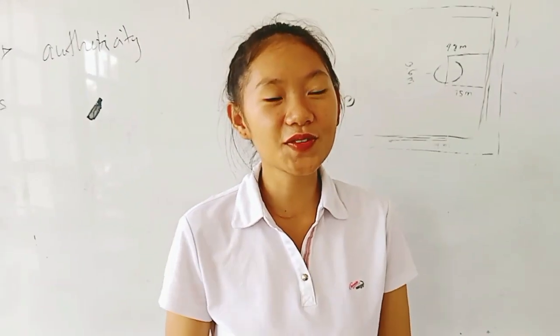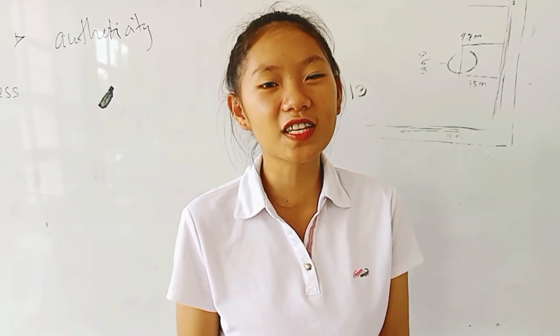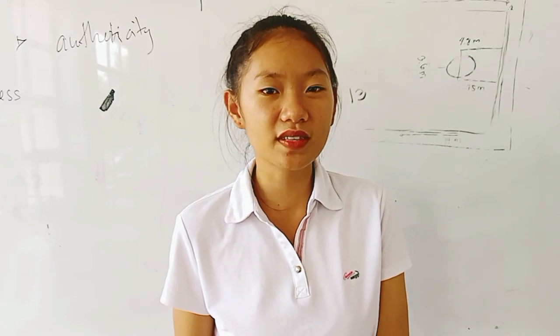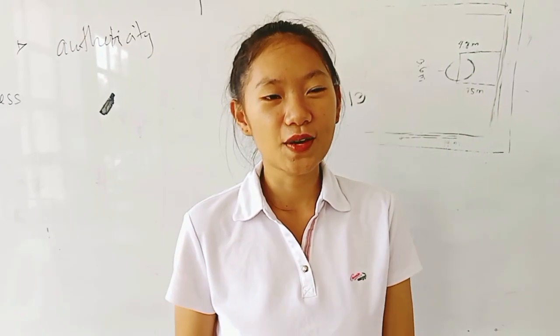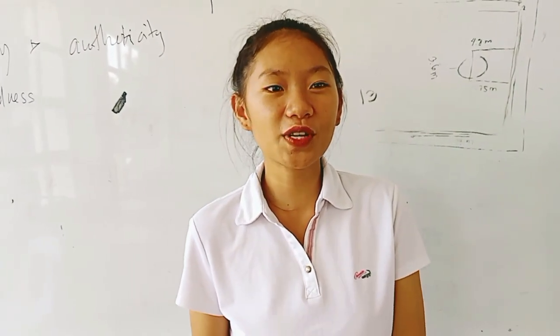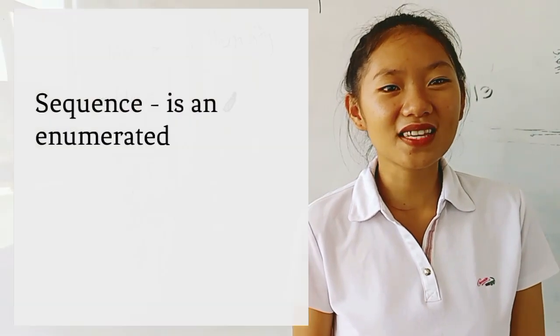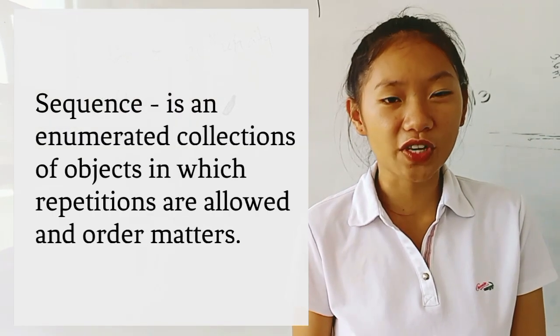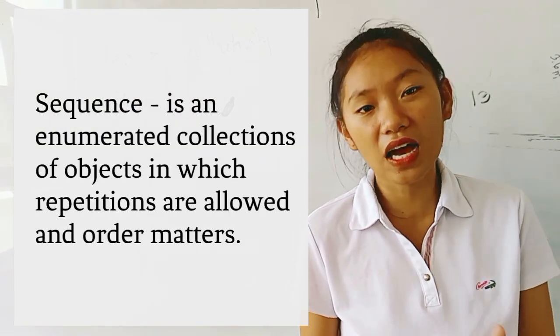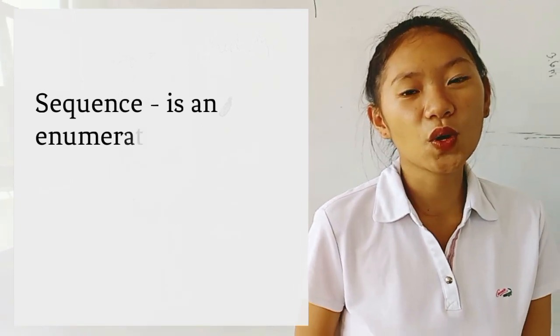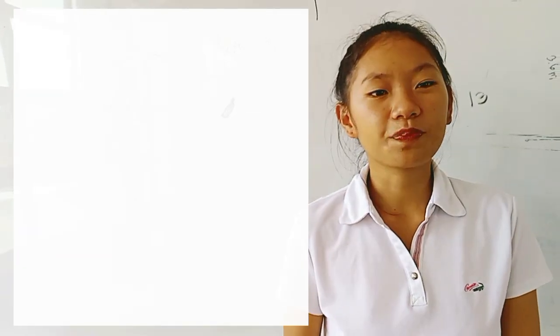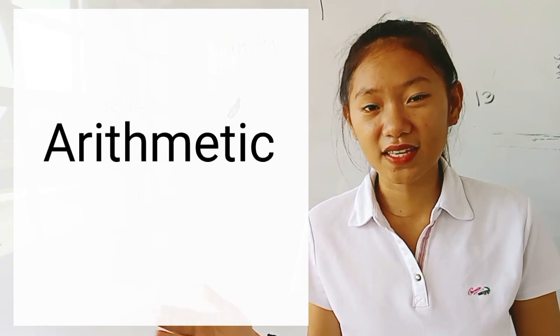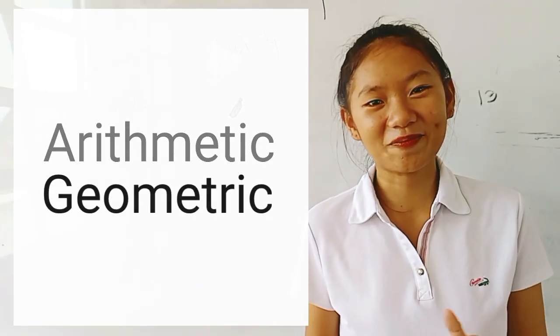Good day each and everyone. So today's video will present and explain what a sequence is and the two types of sequence. So first, what is the definition of a sequence? A sequence is an enumerated collection of objects in which repetitions are allowed and order matters. So what are the two types of sequence? We have the arithmetic sequence and we have the geometric sequence.